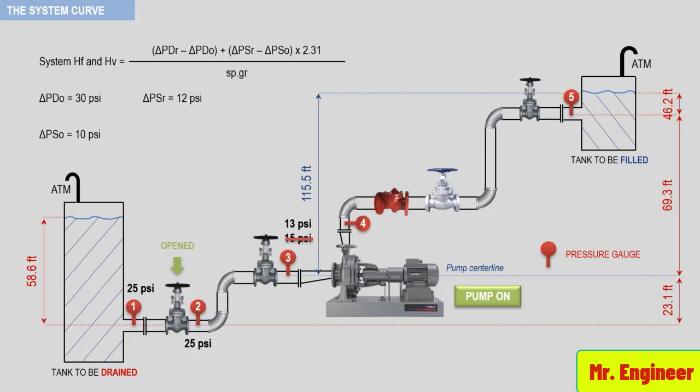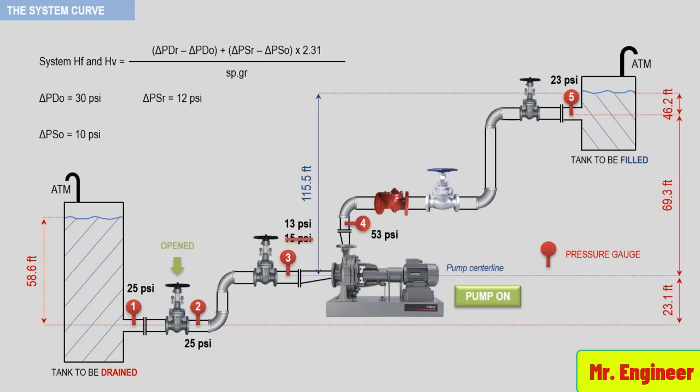Now the suction pressure is 13 psi. So the discharge pressure gauge number 4 should be reading 53 psi. That is 13 psi suction pressure plus 40 psi the head developed by the pump. With gauge 4 on the pump discharge reading 53 psi, gauge 5 should be reading 30 psi less, or 23 psi. This is because gauge 5 is 69.3 feet above gauge 4.